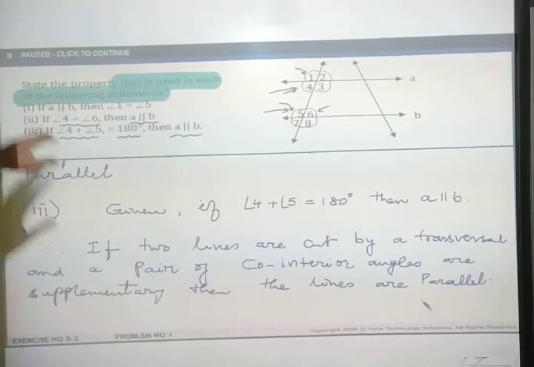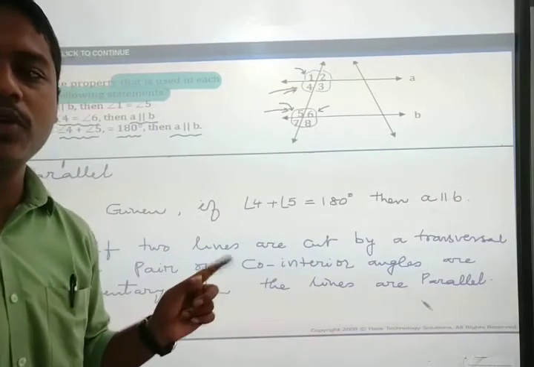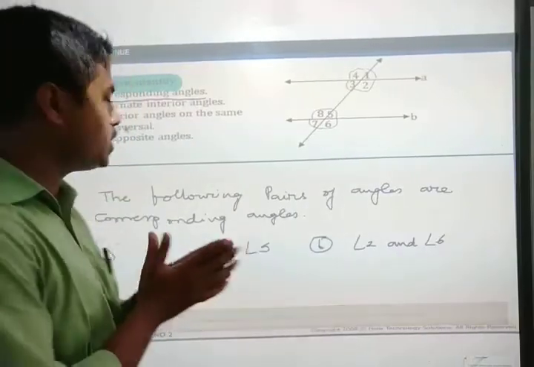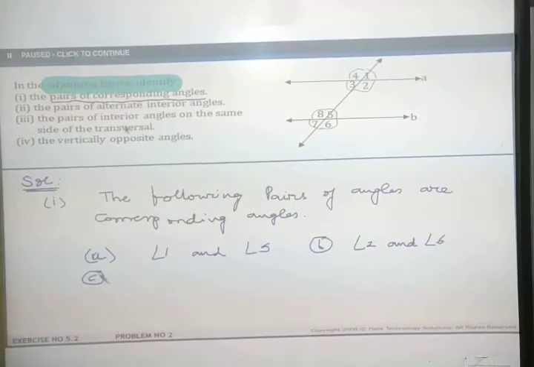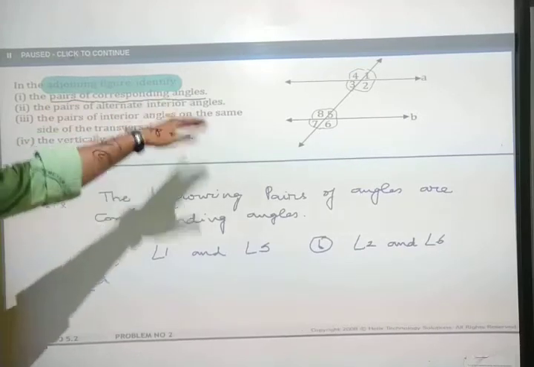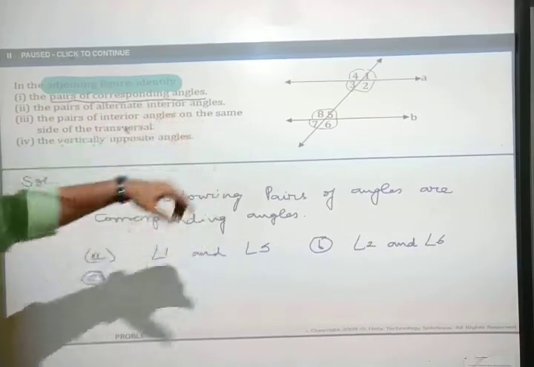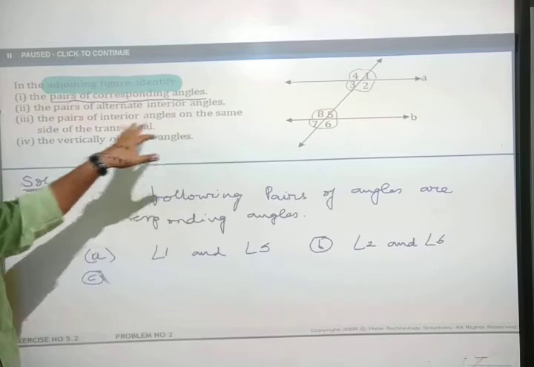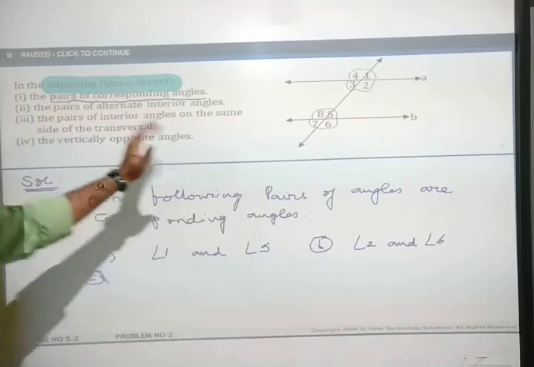Okay, so this is related to question number 1. So let us move to question number 2. Question number 2 is, in the following adjoining figure, identify the pair of corresponding angles, pair of alternate interior angles, pairs of interior angles on the same side of the transversal, and the vertically opposite angles.